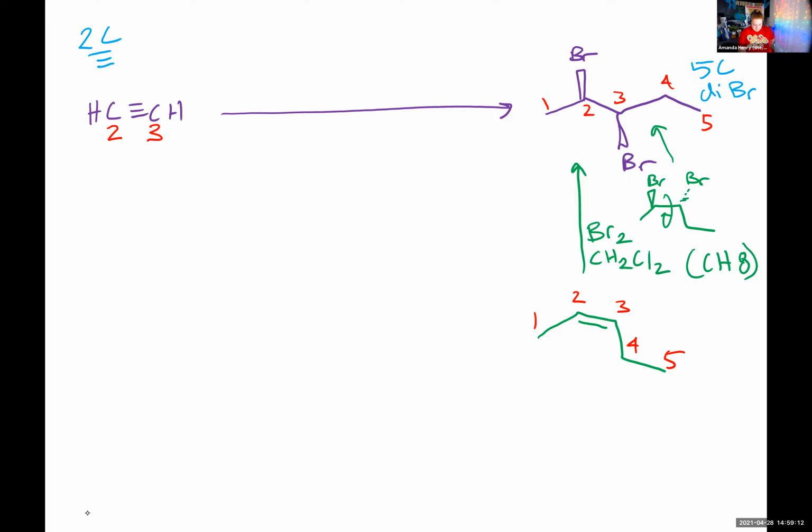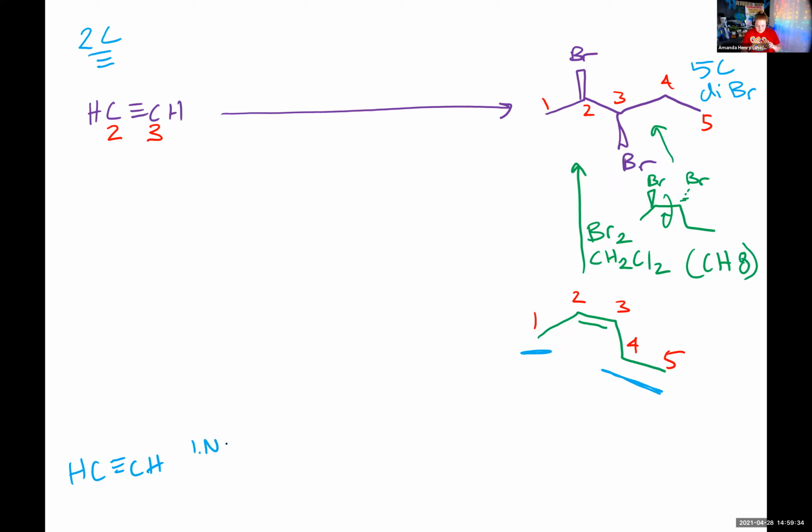So what this tells me is that I need to add a methyl group to one side, and I need to add an ethyl group to the other side. So we need to add 3 carbons altogether, because we're starting with 2 carbons and we're making a 5 carbon chain. But we don't just want to add a 3 carbon chain.